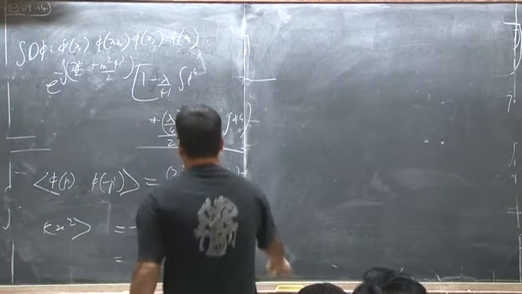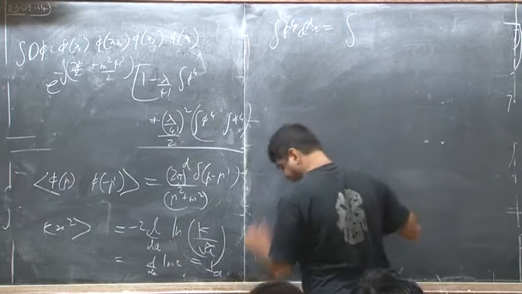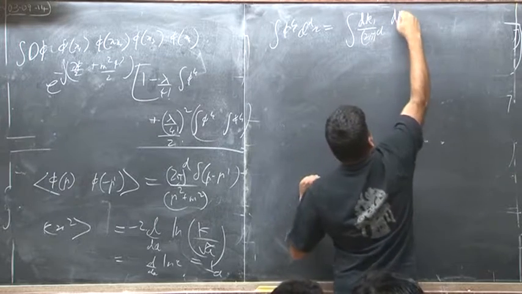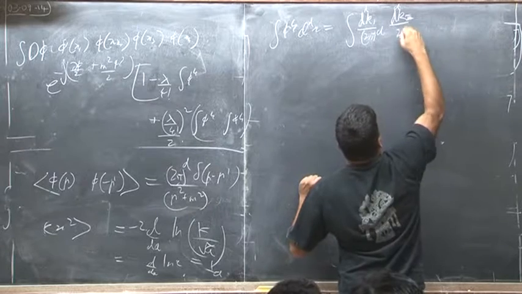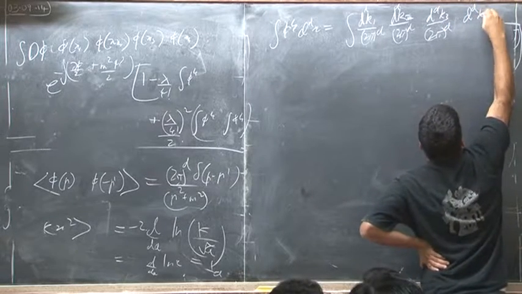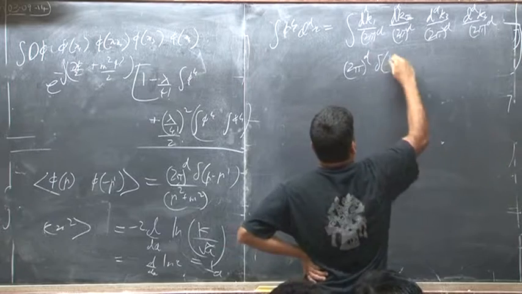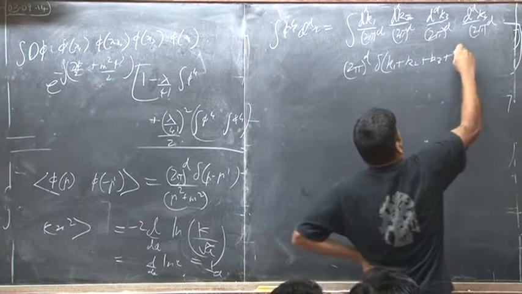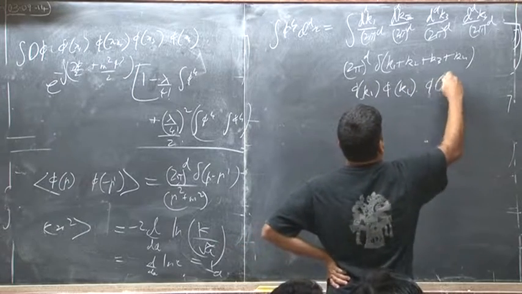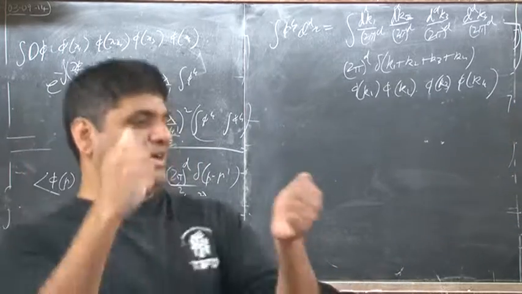So let's write it out once. Integral phi to the 4 dx is the integral of d^d k1 by 2 pi to the d, d^d k2 by 2 pi to the d, d^d k3 by 2 pi to the d, d^d k4 by 2 pi to the d, times 2 pi to the d delta function of k1 plus k2 plus k3 plus k4, times phi of k1, phi of k2, phi of k3, phi of k4. Just by inserting definitions.